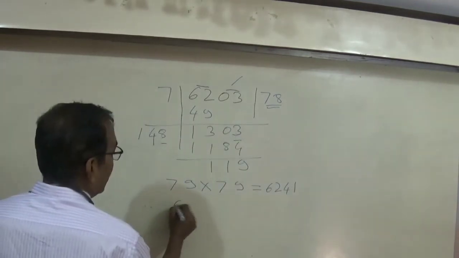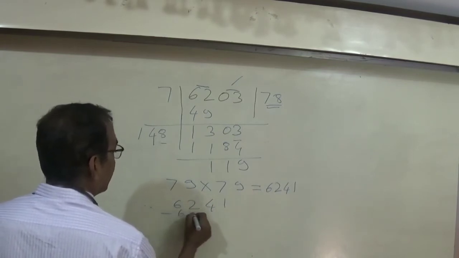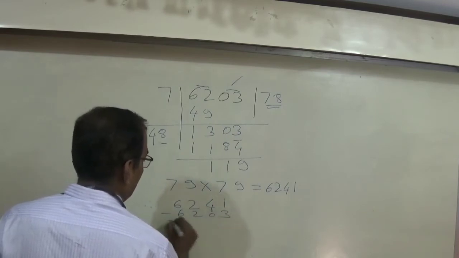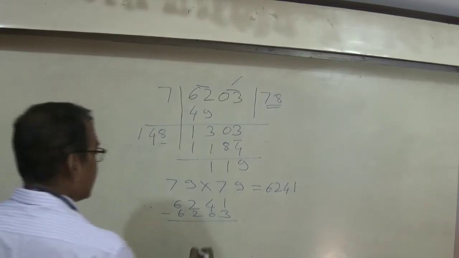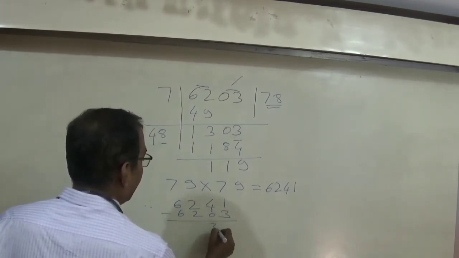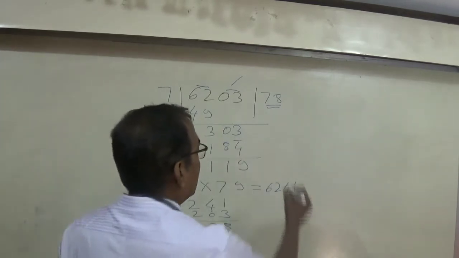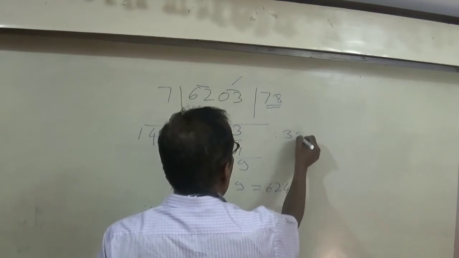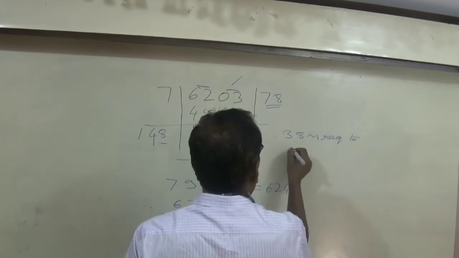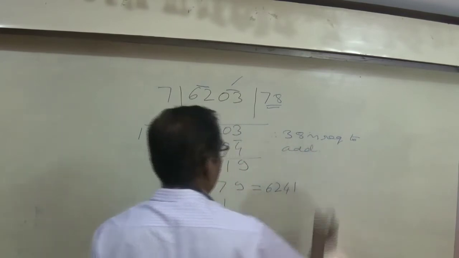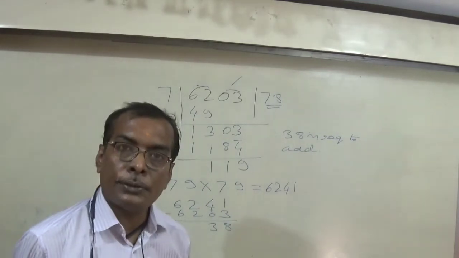Therefore, 6241 subtracted by 6203. After the subtraction, I am finding it is coming 38. So you have to write a line here. Therefore, 38 is required to add. This is the first part, to make it a perfect square. Getting my point?